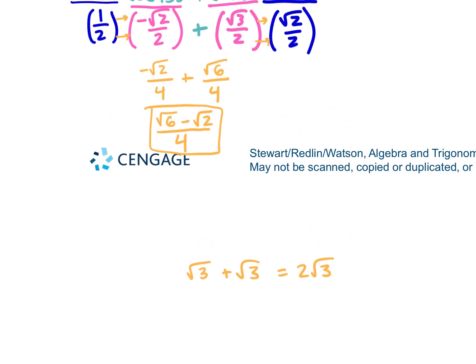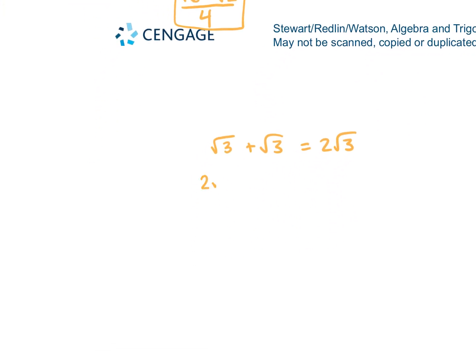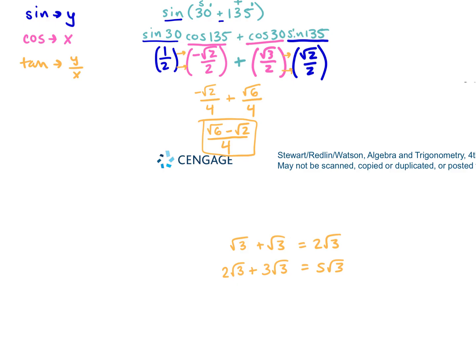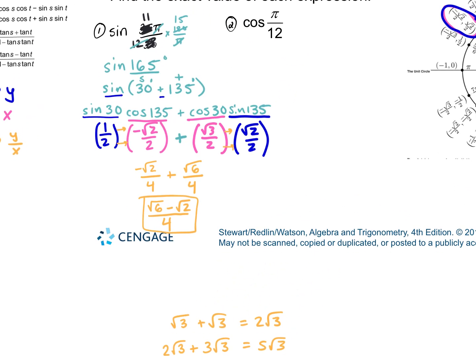Wait, what if you have like 2 times square root 3 plus 2 times square root 3, that'd be 4 square root 3. 2 times square root 3 plus 3 times square root 3 would be 5 square root 3. So you need the same square root if you're going to add them together, but you don't need the same square root if you multiply them together. So that's why we were able to multiply square root 3 times square root 2. All right, let's do number 2.